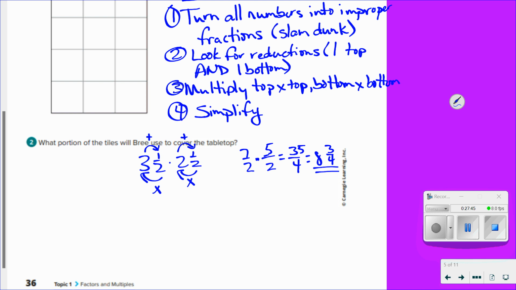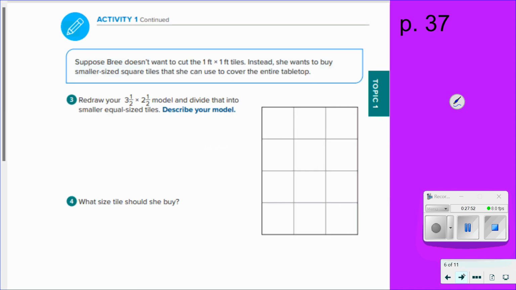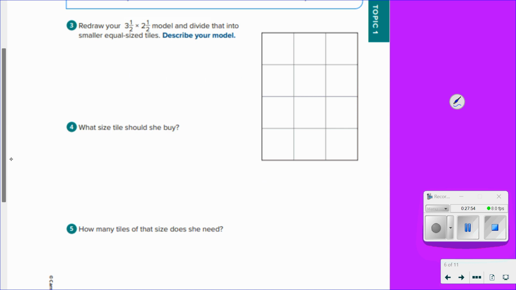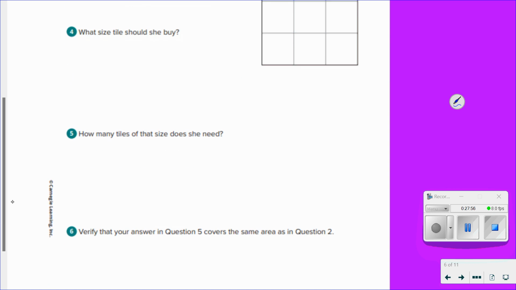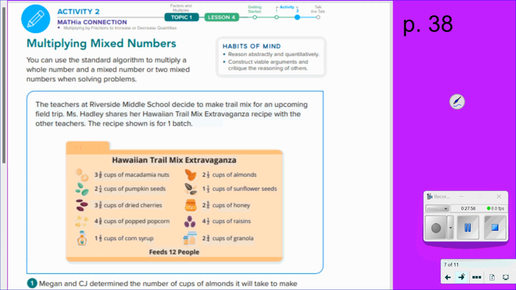Questions on what we just did? Okay? So here's what we're doing different than what we've done in the other classes today, partially because they were shorter classes. We've already done all of this, so you guys can skip that page. Let's go to page 38.